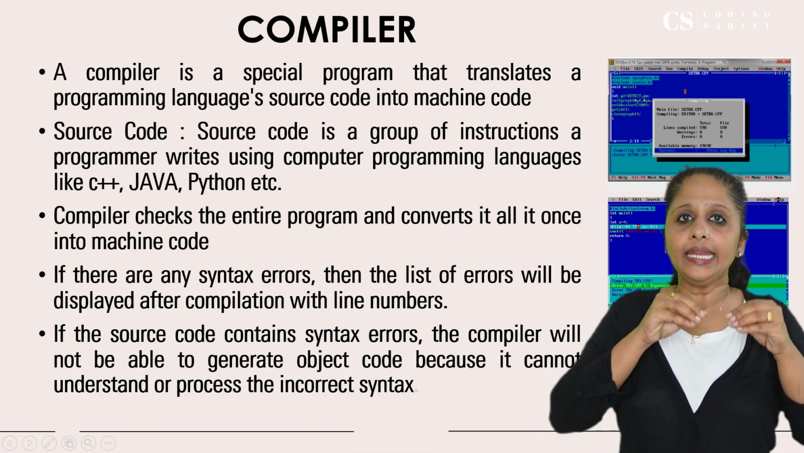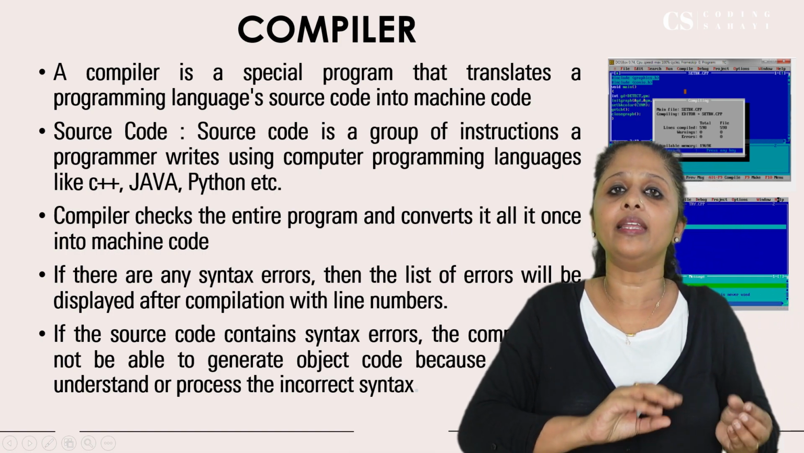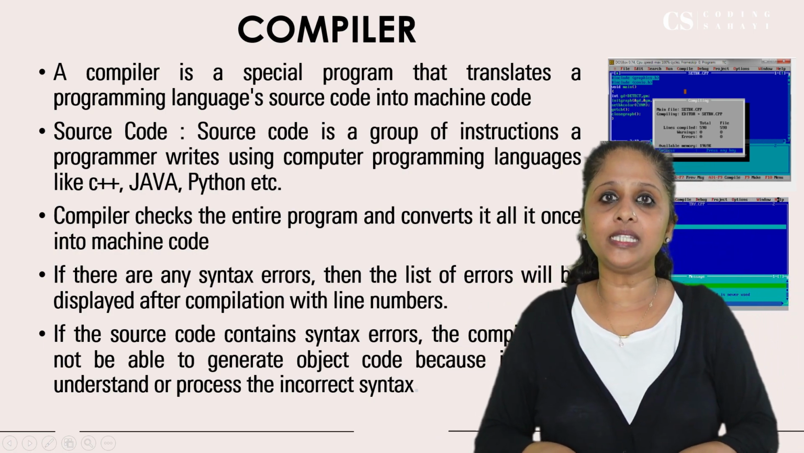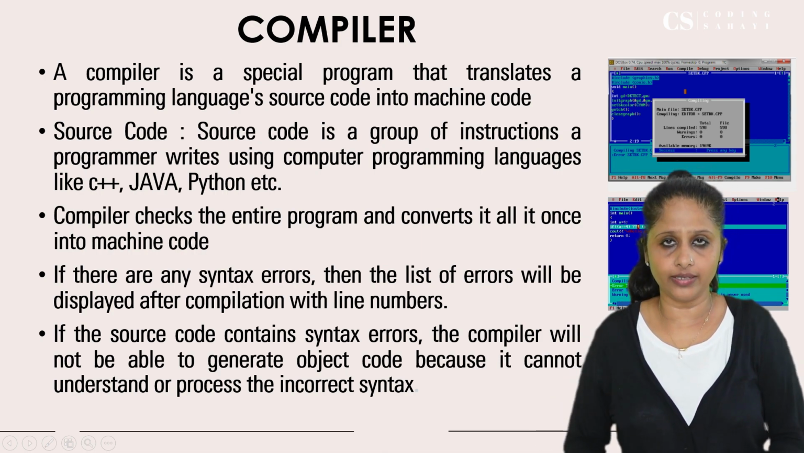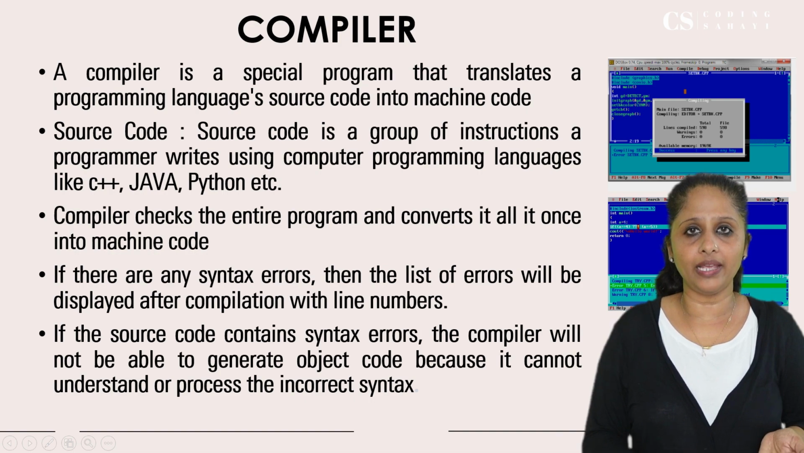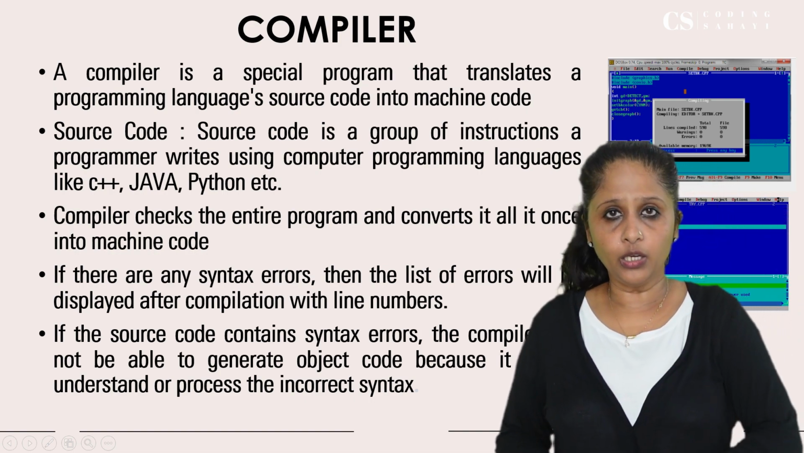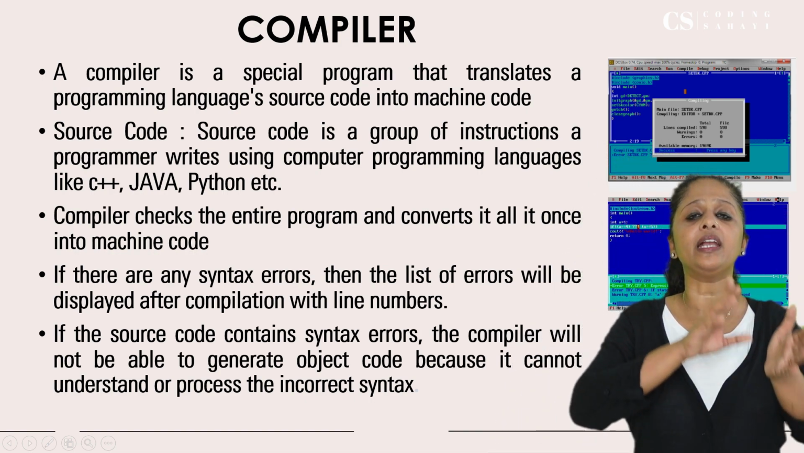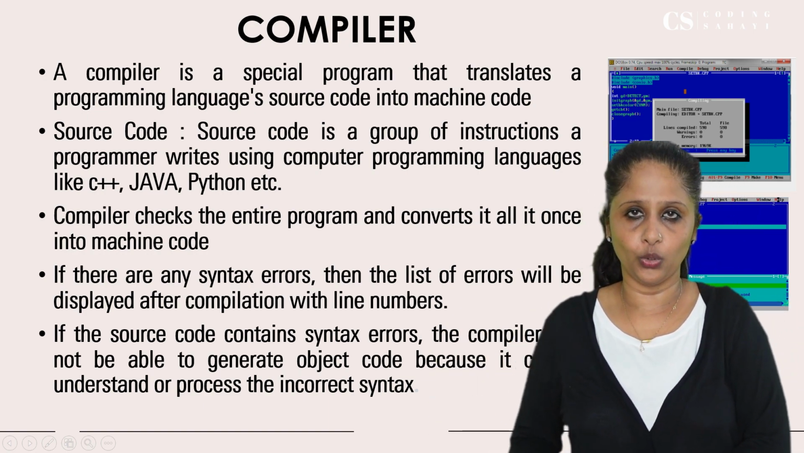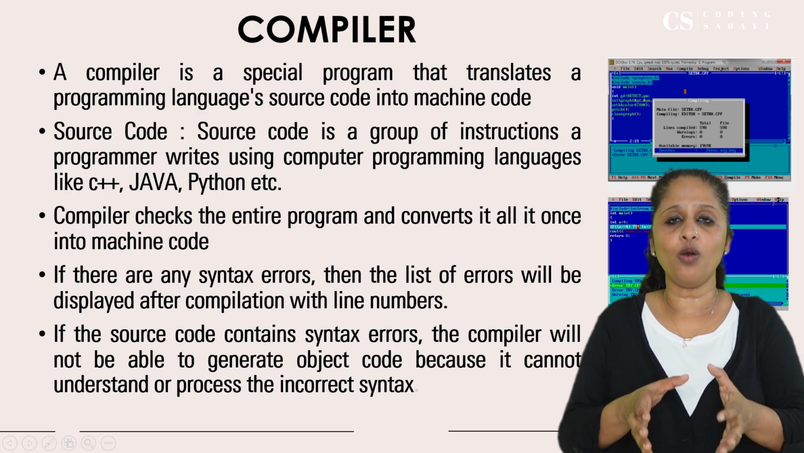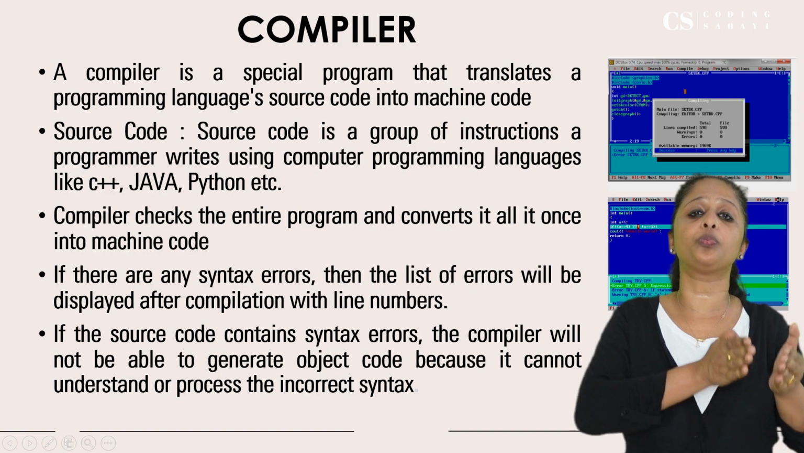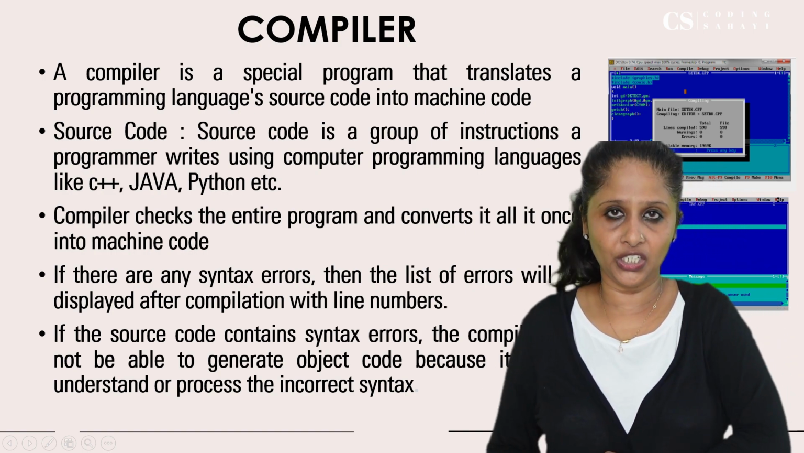So if there are any syntax errors, then the compiler cannot convert the source code into object code. So it stops there and it will list the set of errors. All the errors should be corrected, then we have to recompile it. That time, if there are no syntax errors, then it will be converted to its equivalent object code or machine code. So that is the working of a compiler. So the compiler converts the high level language program into its machine code.